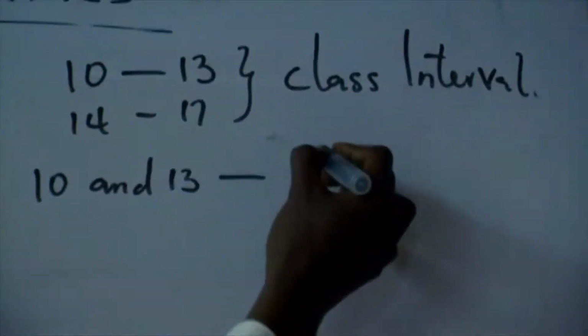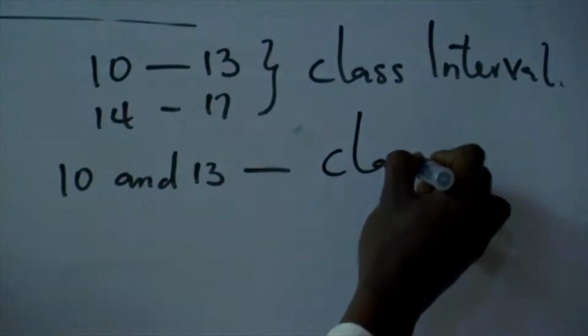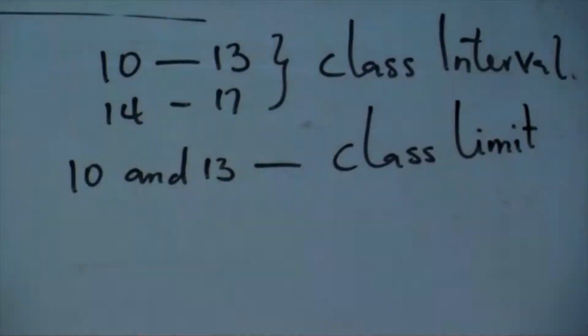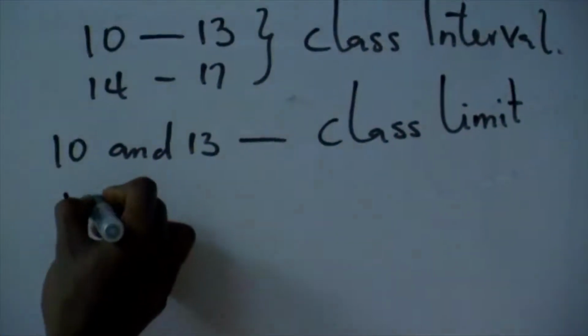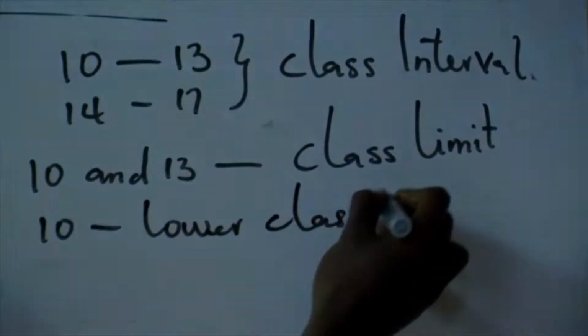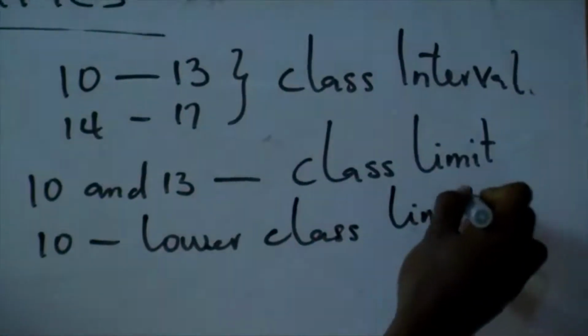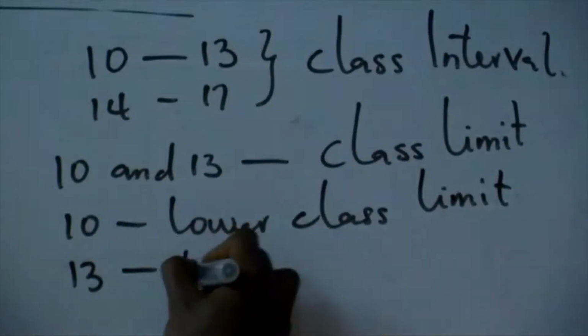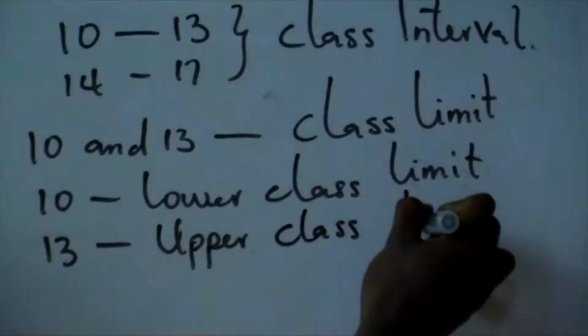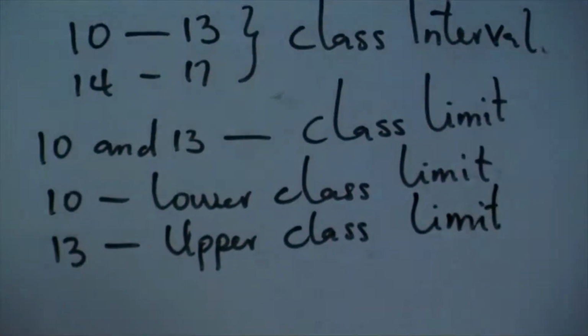10 and 13 is the class limit. So for this class, the limit, we call 10 the lower class limit, and 13 the upper class limit.